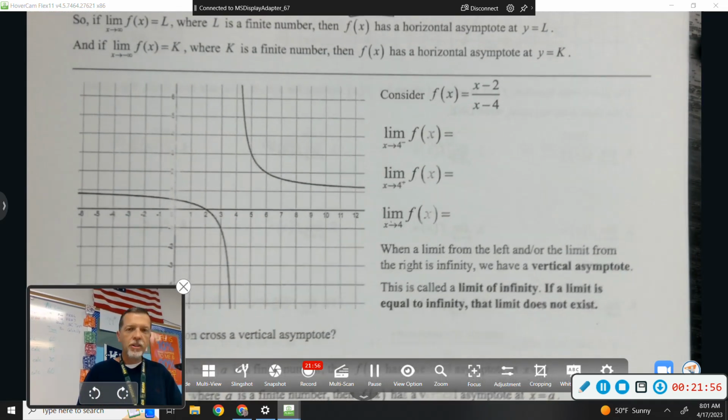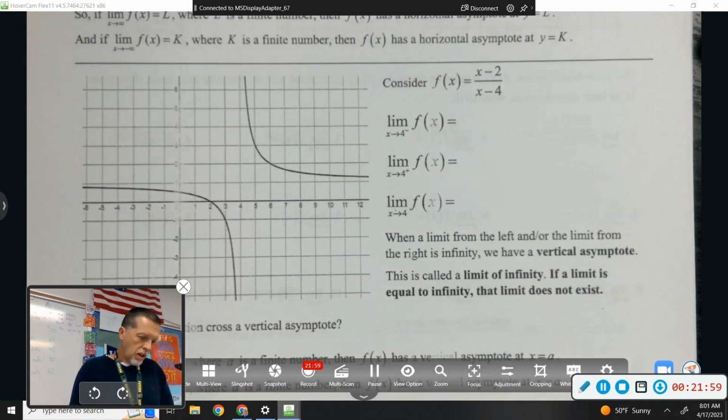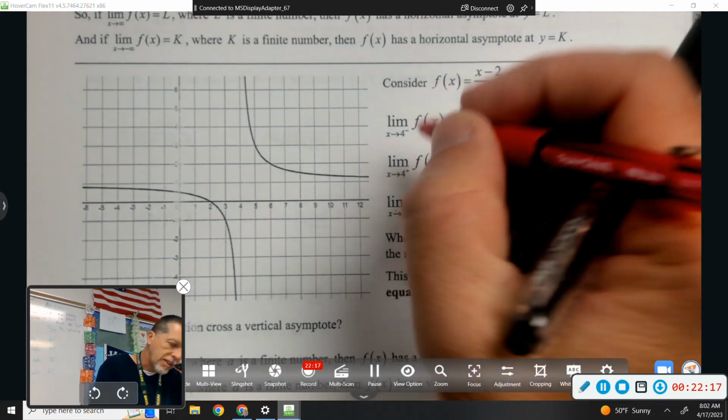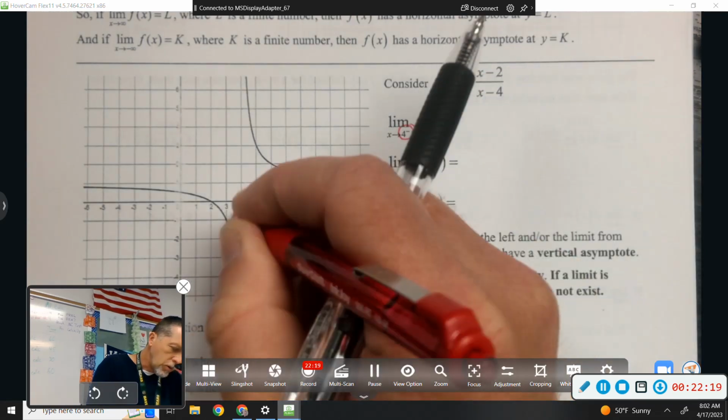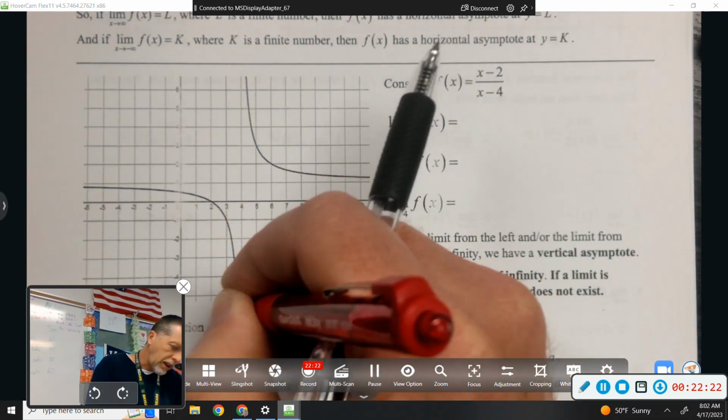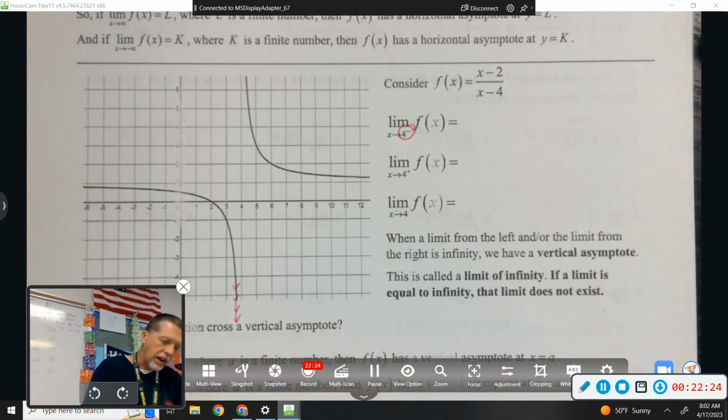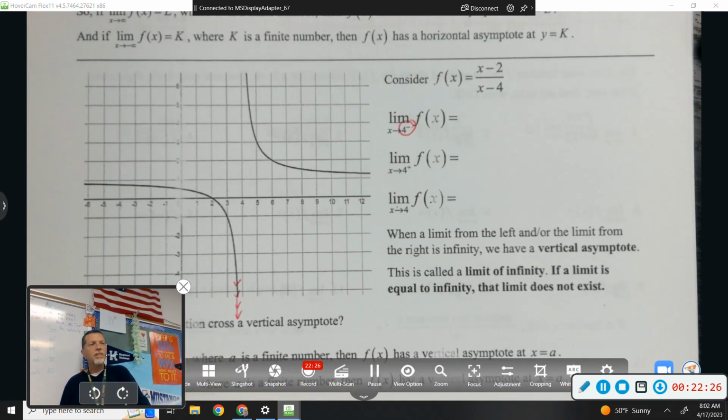All right, let's look at the next picture. Consider f of x equals x minus 2 over x minus 4. Limit as x approaches 4 from the left. So 3.9, 3.99, 3.9999999. What do we think that answer is? Good, that's going to negative infinity.